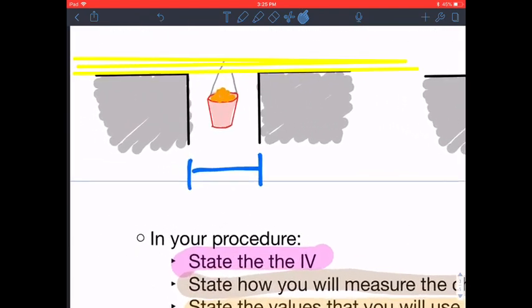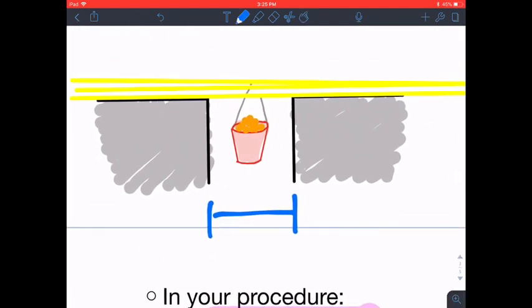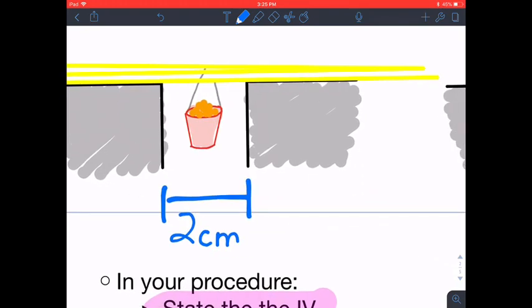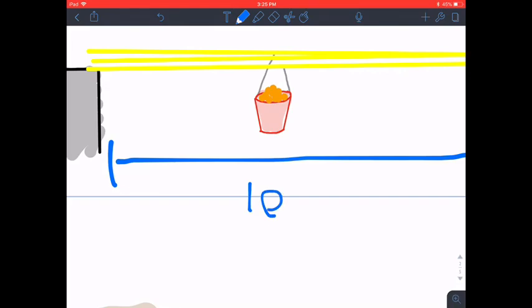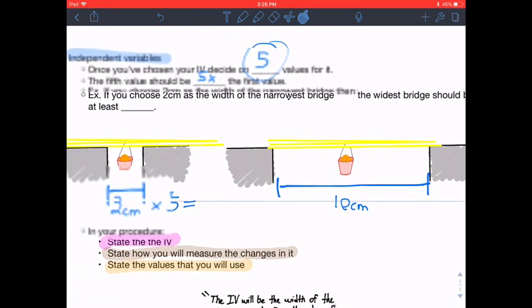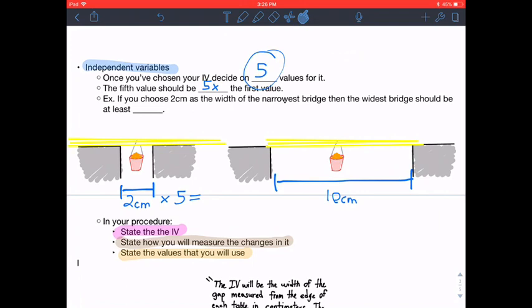So I'm going to give you an example down here, and I want you to fill this in on yours also. So imagine that the gap here is my independent variable, and the gap is 2 centimeters. Well then, if that's my smallest value, my largest value should be 5 times that. 5 times 2 is 10 centimeters. This rule is really handy for making sure that you test a wide range of values. Sometimes people will test 1 centimeter, 2 centimeter, 3, 4, and 5 centimeters, but they'll forget to go high enough up. And that can really affect what your relationship looks like.